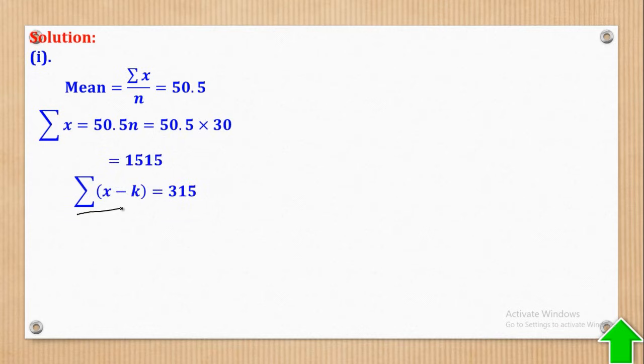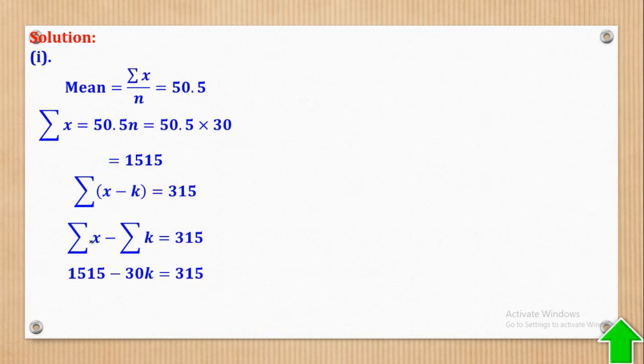Then we're also given this summation is equal to 315. So when the summation is put on each of these terms, you come up with summation of x minus summation of k equal to 315. Then this one we have already got as this. Now this one there is 30. Why? Because for the summation of k, remember k is a constant, so you are saying k plus k plus k, how many times? 30 times. So k plus k plus k 30 times is the same as 30 times k. This one is maintained.